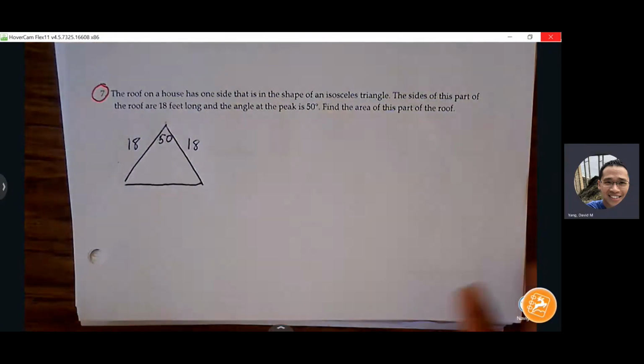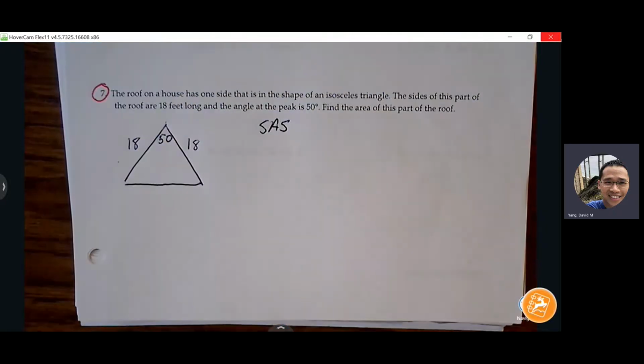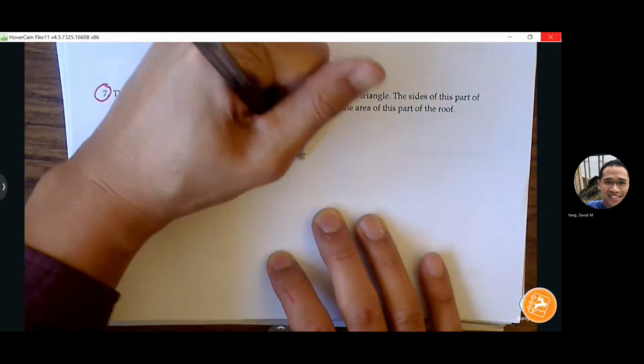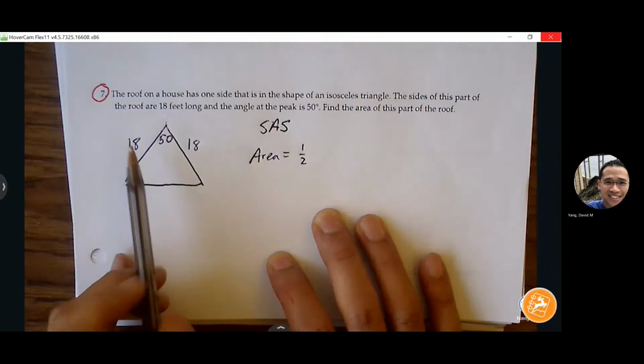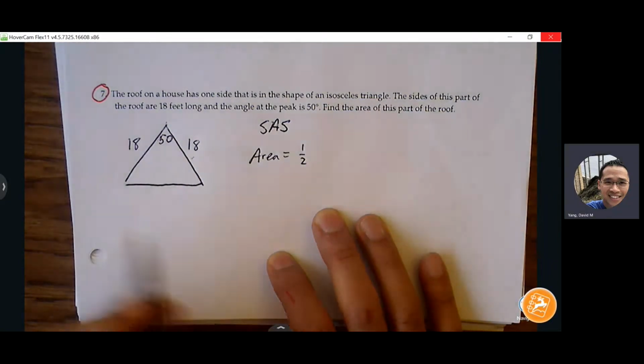Find the area. Okay, so we're staring at a side-angle-side. There's no need to find any other missing sides or angles. We can jump directly into our rule: 1/2 side times side times the sine of the angle.